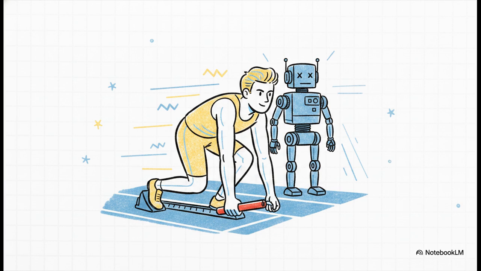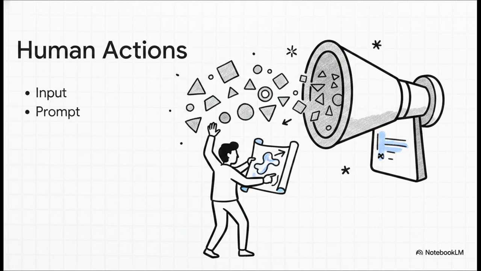Which brings us perfectly to Phase 1, the human starting line. This is your foundational bedrock, because every single interaction has to originate with you. These first couple of steps are entirely human-driven actions. You provide the input, and you craft the prompt. This is your leg of the relay race.